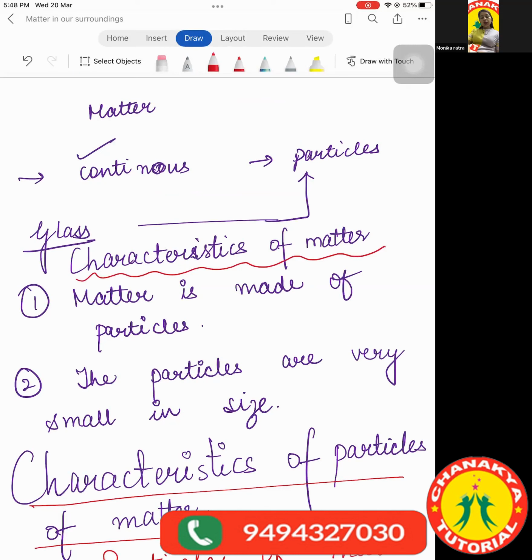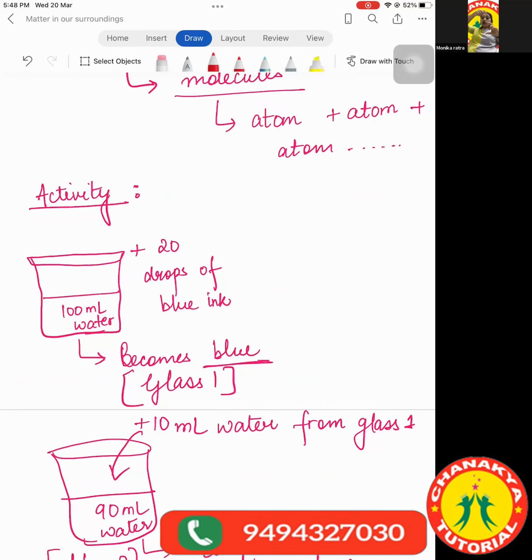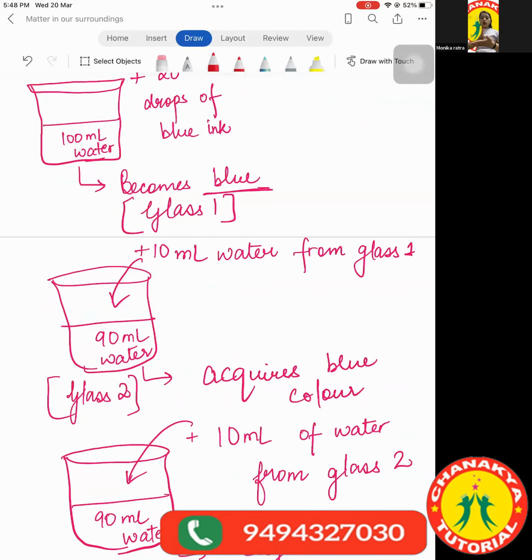And how do we show it? You have to imagine what I'm saying. This is very easy, you can easily relate to it. If we take a glass and put 100 ml of water into it, and we add 20 drops of blue ink, the water becomes entirely blue in color. Then I take another glass and take just 90 ml of water, and then add 10 ml of the blue colored water from the previous one, right? Then what are we going to observe? This 90 ml water will also acquire the blue color.